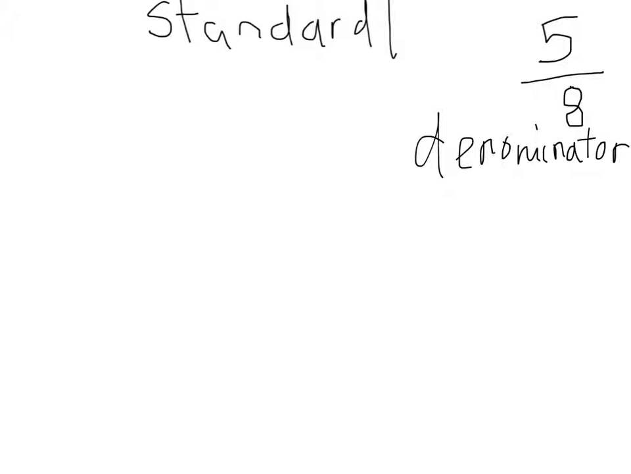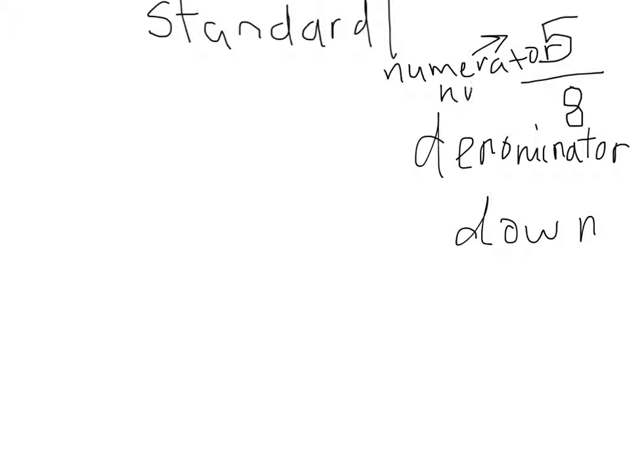denominator. And the second number, the top number, is called the numerator. Now, a good way to remember both numbers is to think of the denominator as down and the numerator as the number on top, because it's a number on top. Now, let's move on to the next one.